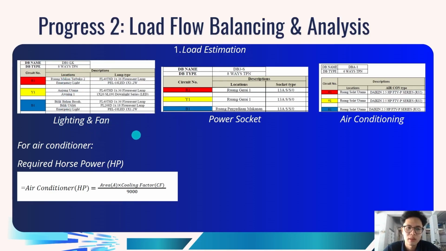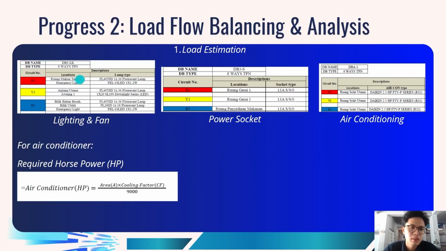For fan, we need to design it based on the type of fan we are using. For power socket, we have two types, 13 amp and 15 amp. Air conditioning we need to design as well, so we need to calculate the required horsepower for the area. To calculate air conditioner horsepower, it is area multiplied by cooling factor, divided by 9,000, and then we have the horsepower required in the building.